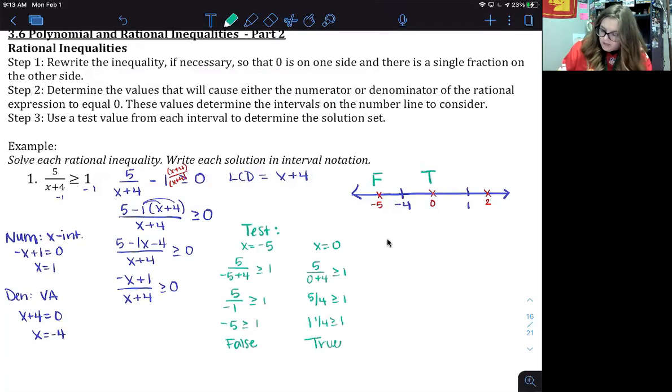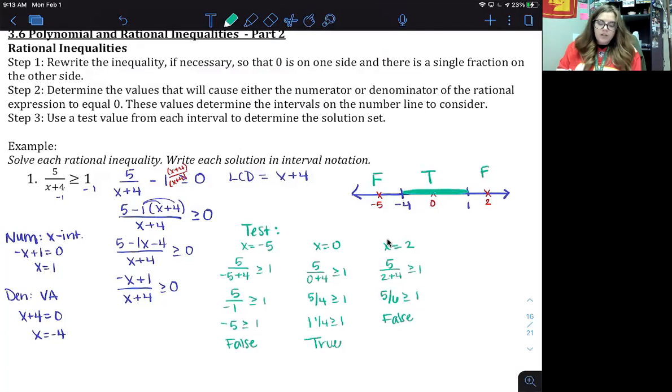Okay. And then let's test x equals 2. So we have 5 over 2 plus 4 is greater than or equal to 1. 2 plus 4 is 6. 5/6 is greater than or equal to 1, and that is false. So we're going to shade everything that is true.